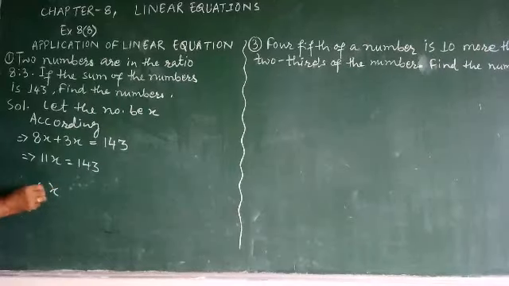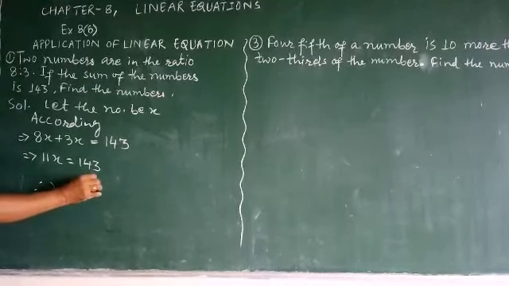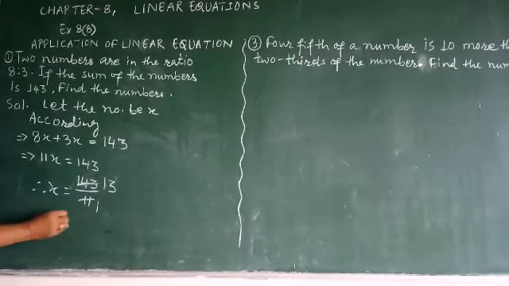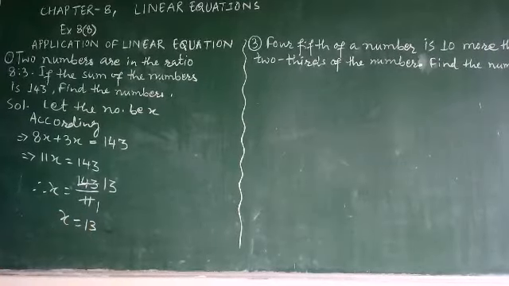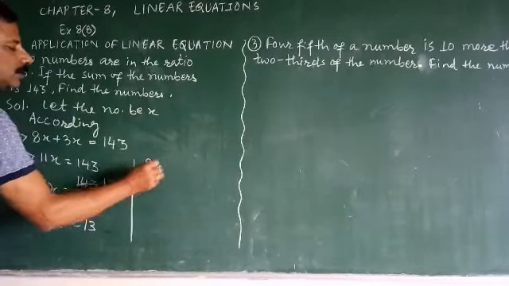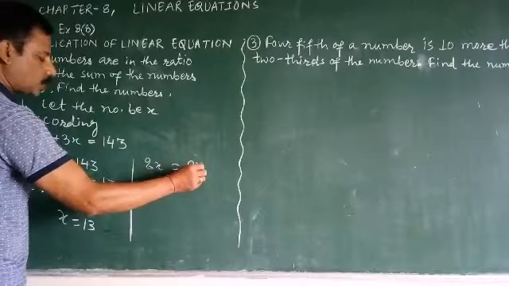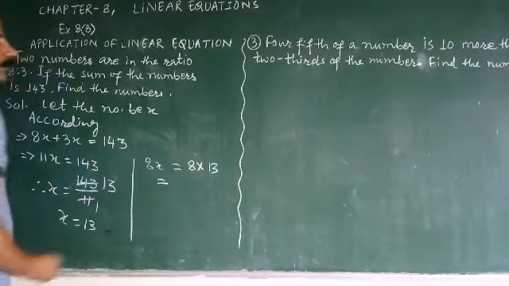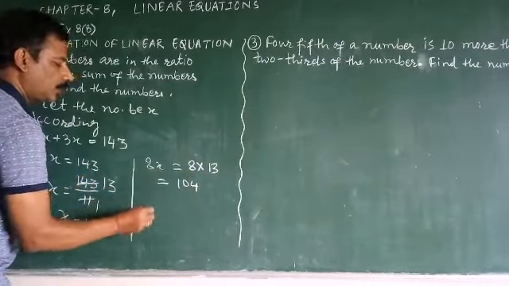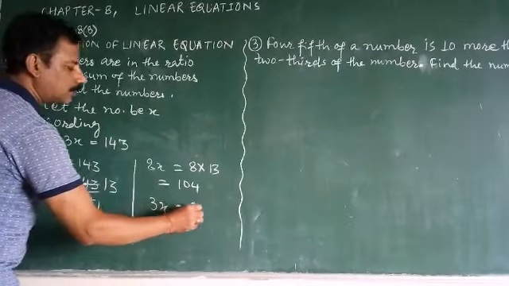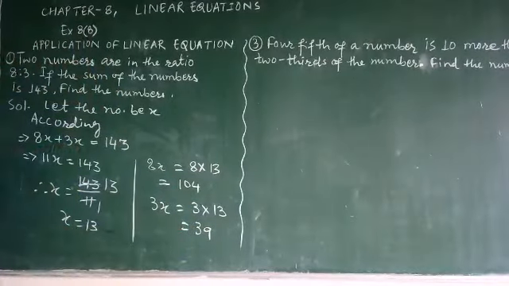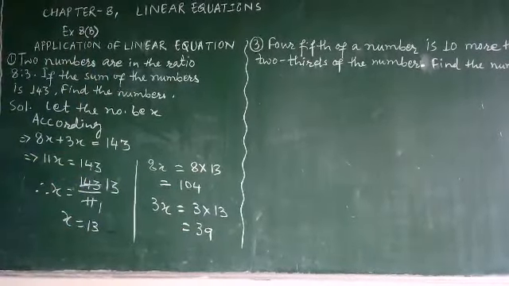Now we have to find the value of x, that is, divide 143 by 11. 11 ones are 11, 11 threes are 33. x is equal to 13. Therefore, the first number 8x, substituting the value of x, is 104, and 3x is 3 into 13, 39. The sum of 39 and 104 is equal to 143.